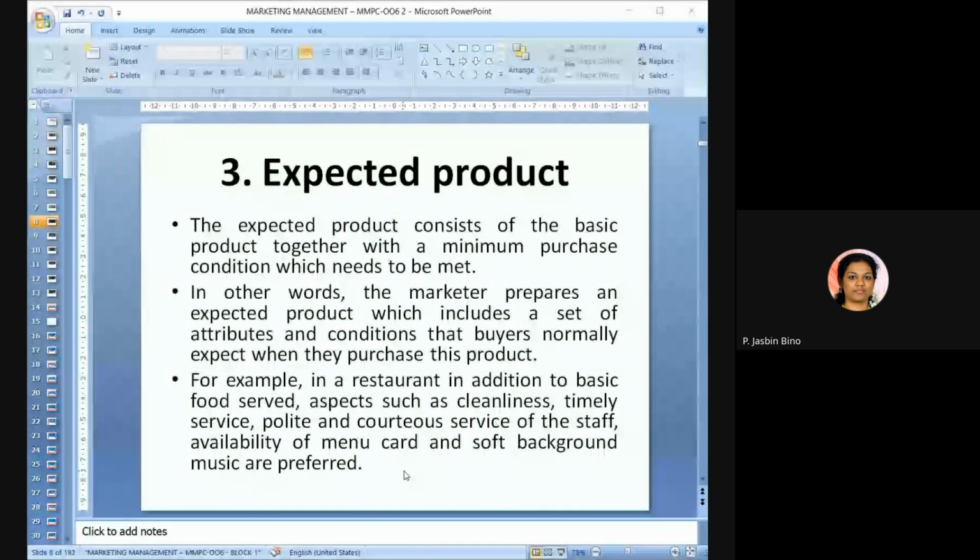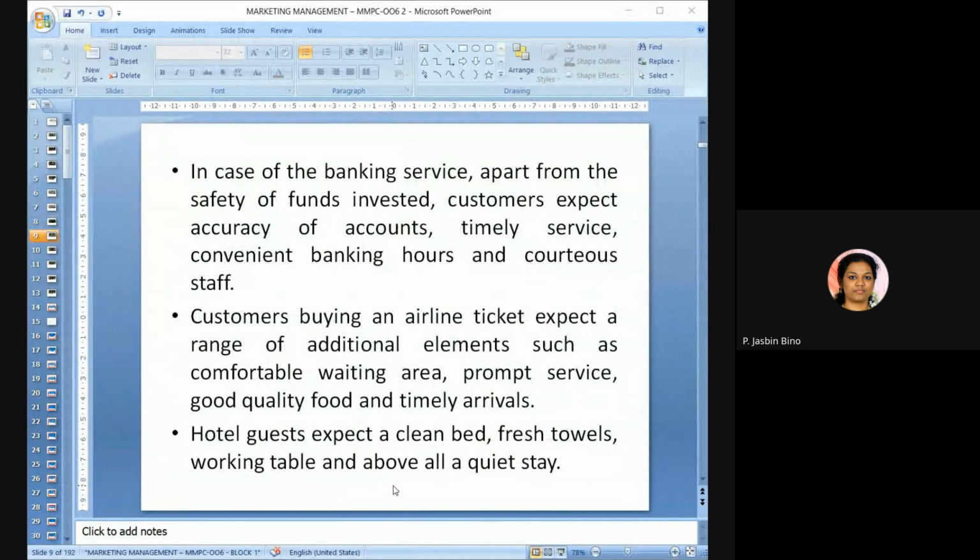So the marketer should prepare an expected product which includes a set of attributes and conditions that buyers normally expect when they purchase a product. In the case of banking service, apart from safety of funds invested, the customer will expect accuracy in the accounts, timely service, convenient banking hours, and courteous staff. When buying an airline ticket, the expected product will normally be a comfortable waiting area, prompt service, and good quality food. These are the things we expect. This is the expected product.